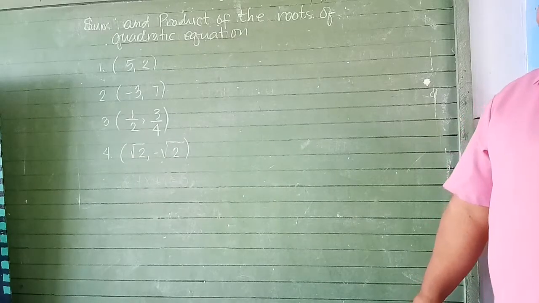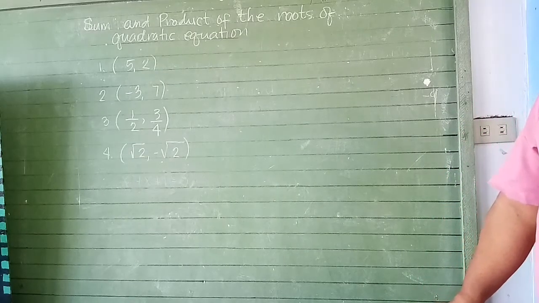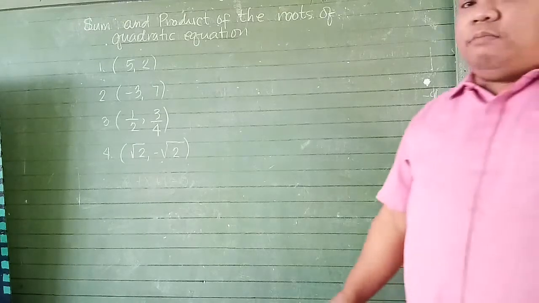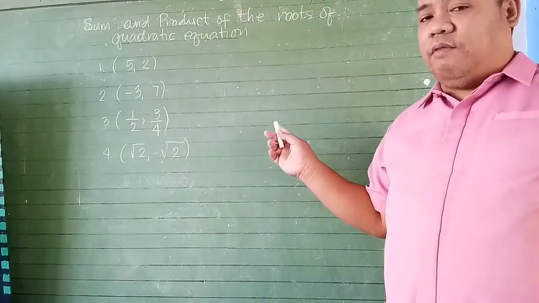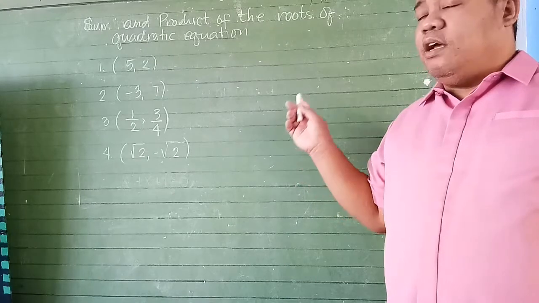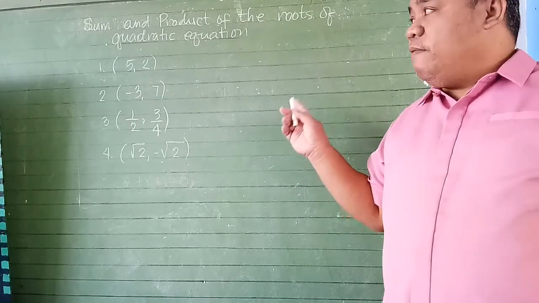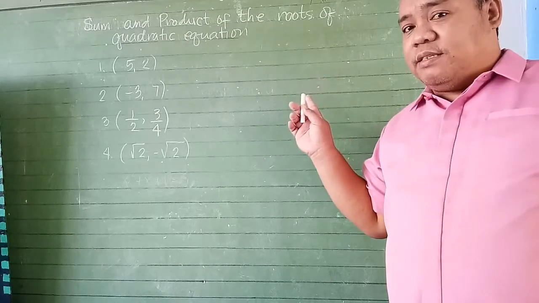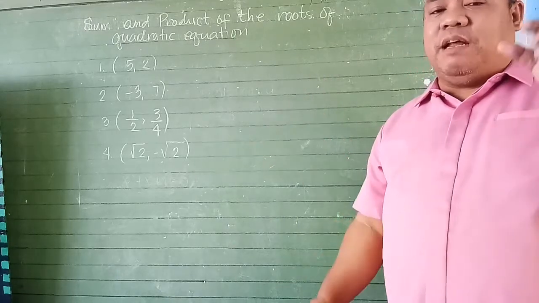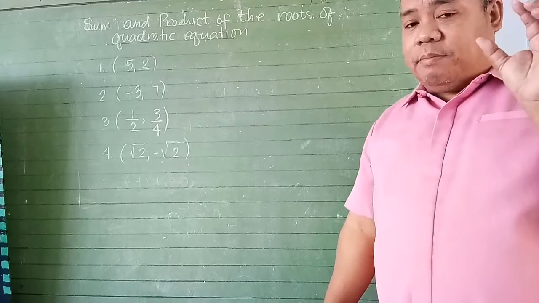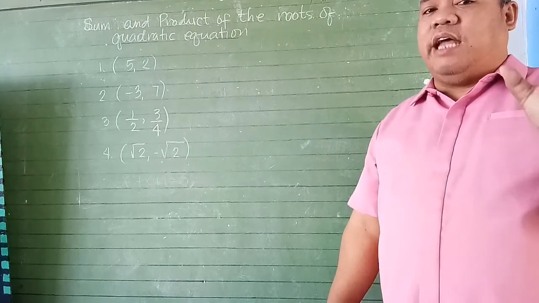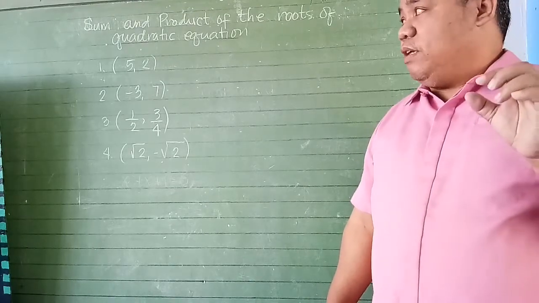On to our next topic, which is the sum and product of the roots of a quadratic equation. The aim of this topic is to formulate, or to give, the quadratic equation given its roots. Remember, we're going to get first the sum. The sum is the middle term of the quadratic equation and the product is the last term of the quadratic equation.